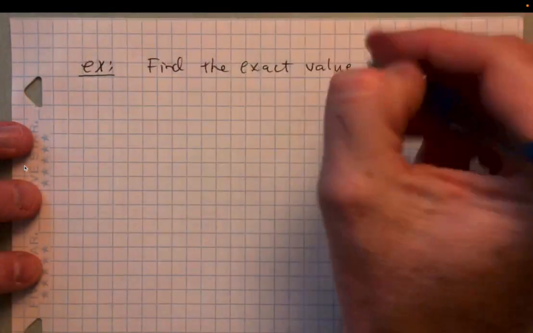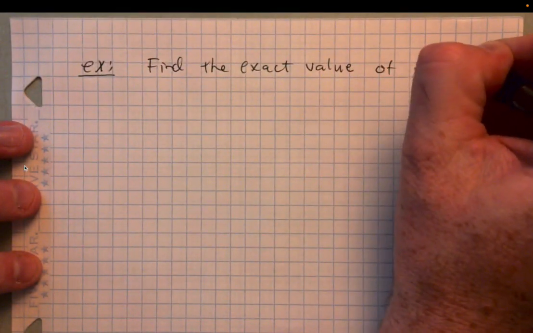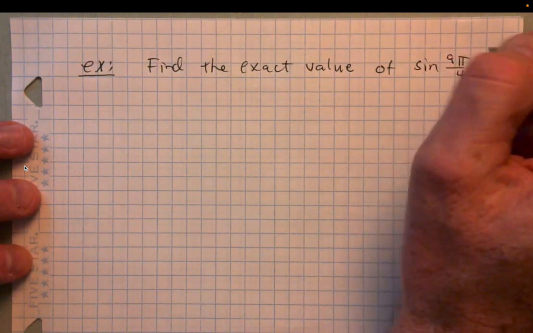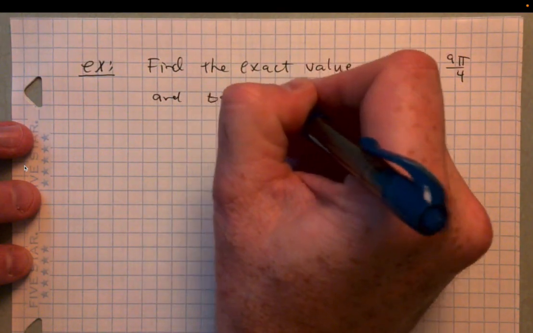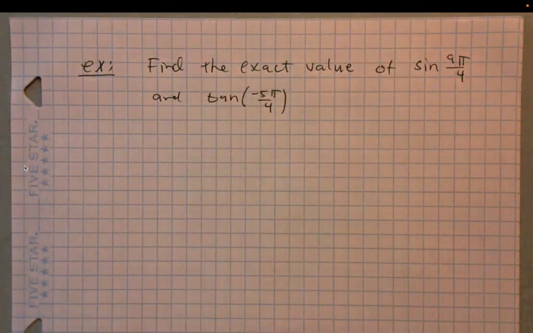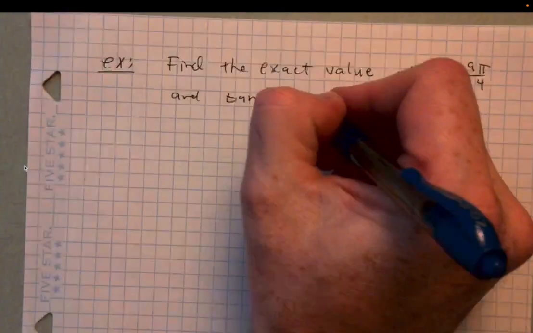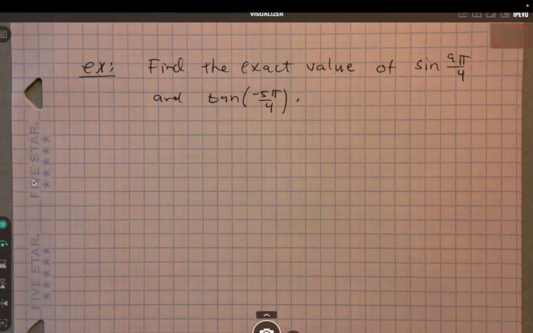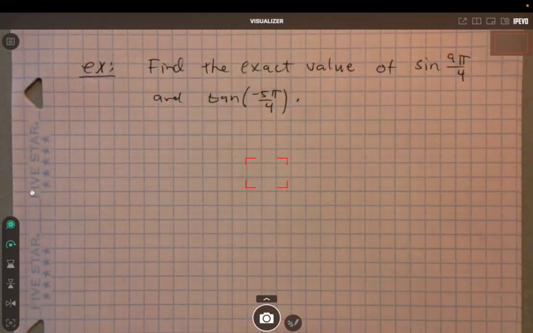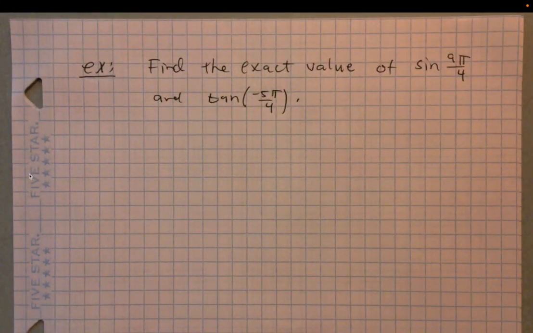Let's find the exact value of sine of 9 pi over 4 and tangent of negative 5 pi over 4. Okay, so that's the ask. Let's find the exact values of these two. We don't have any idea how to find these directly, right? We've not done this. We've looked at exact values for pi over 4 and all of the other eighths, and we've also looked at the exact values of the quarters. So how could we do this one?